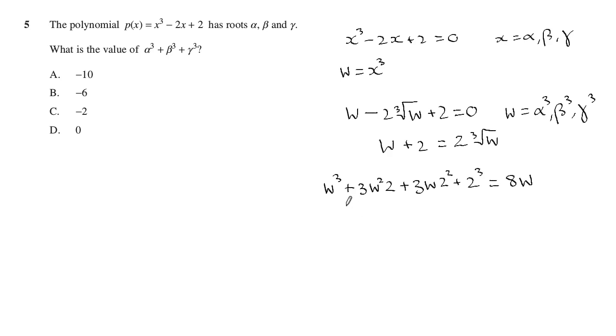So let's simplify this. We've got w cubed plus 6w squared. That makes 12w, and let's shift the 8w over as well. So we've got plus 4w plus 8 equals 0. Okay, so this is now a cubic equation that has those roots. And that means that alpha cubed plus beta cubed plus gamma cubed is going to equal negative that coefficient. So that gives us B.